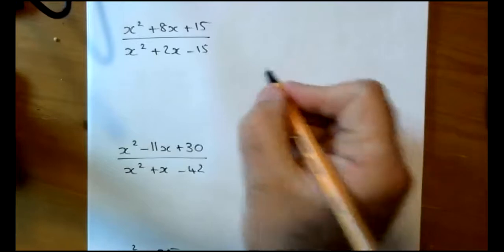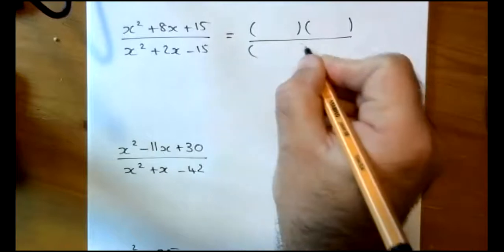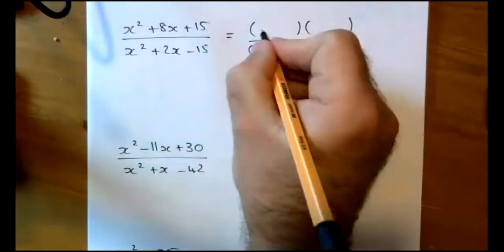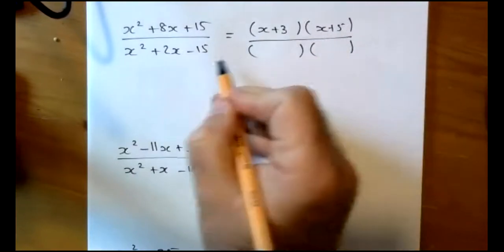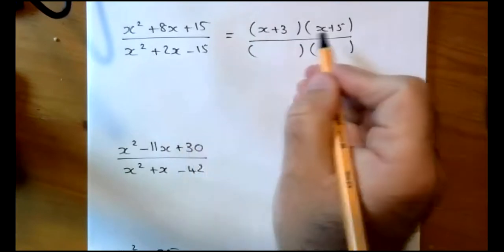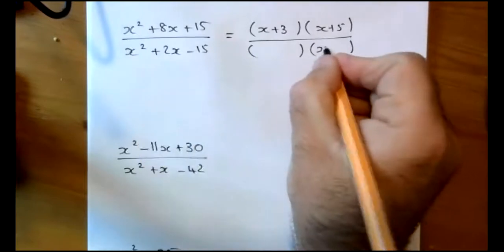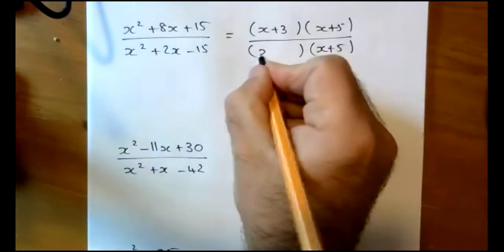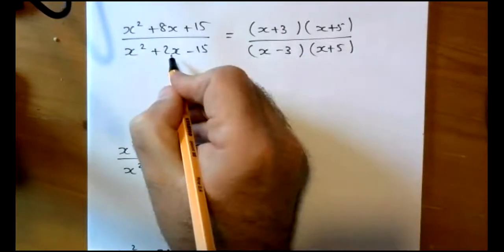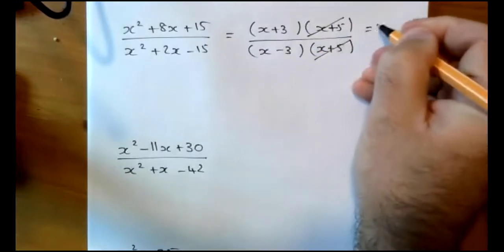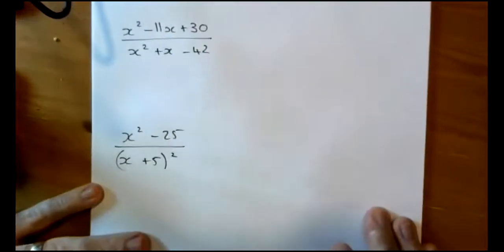Okay, so let's go through the answers. So the numerator, x plus 3, x plus 5. Now one of these two must go into here. Okay, and I'm looking and I'm thinking it's the plus 5 because I end up with a positive 2x. So it's my x plus 5, and this is going to be x minus 3. So I get my negative 15 minus 3 plus 5 gives me my plus 2. These two will cancel to give me x plus 3 over x minus 3. Next one.